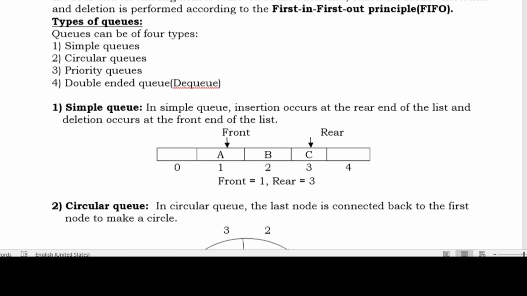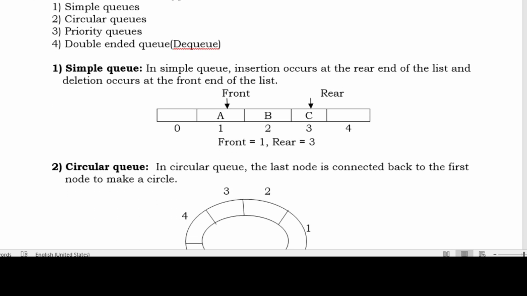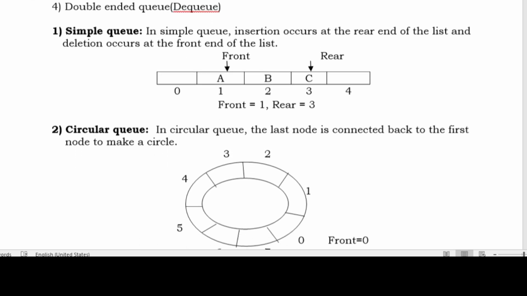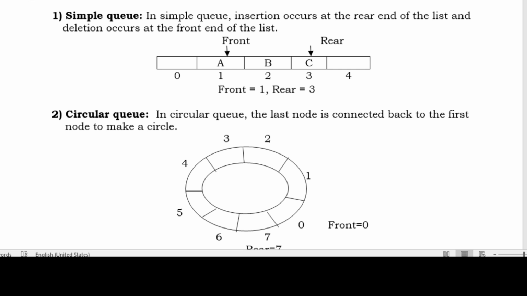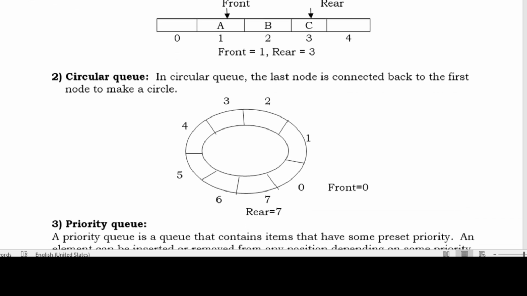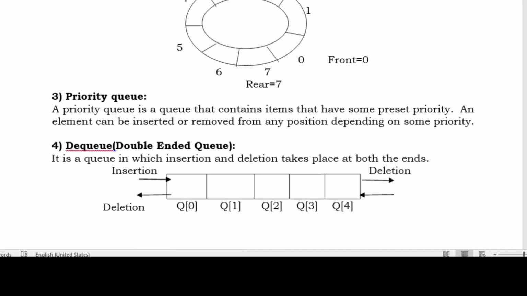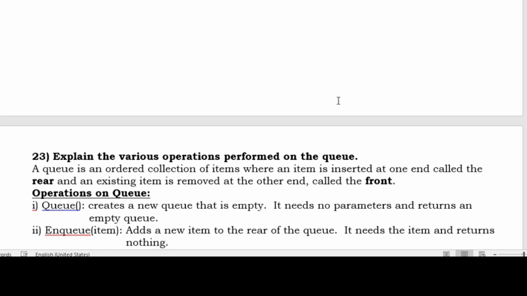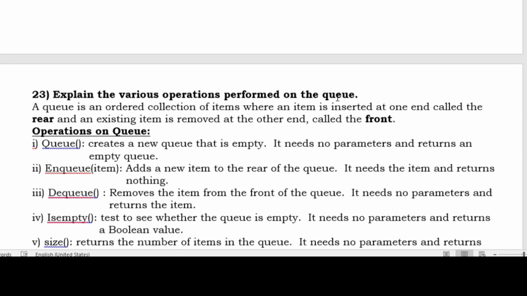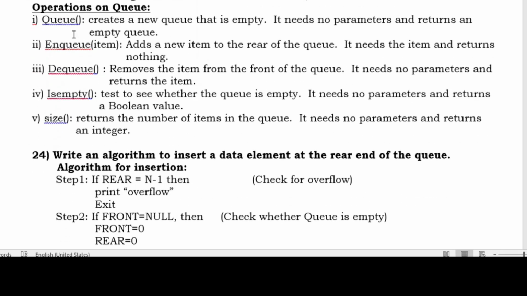Look at here. Simple queue. Diagram is not a must, but if you write it, it is well and good. All are very simple, you can practice. Circular queue, priority queue and double-ended queue. So that is with queues, followed by the various operations performed on queues: enqueue, dequeue, is empty, size, all those things.